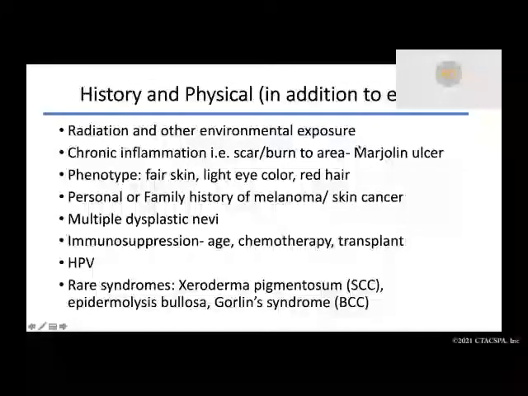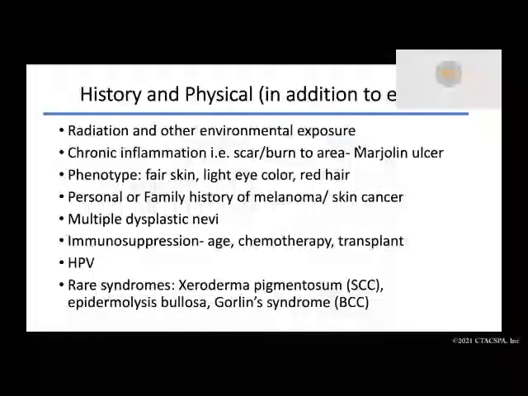So other things that may come up again that are classic, things like marginal ulcer for squamous cell carcinoma, anything with chronic inflammation. So someone who has a lesion following a scar or a burn, right? You're going to think about squamous cell, marginal ulcer. Those are high-risk squamous cells.